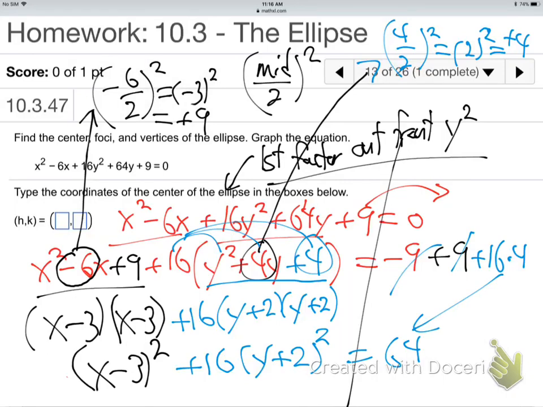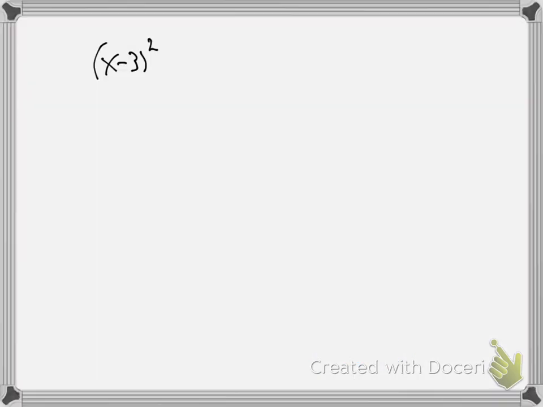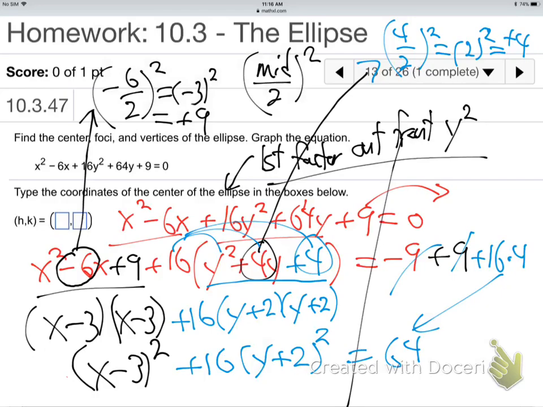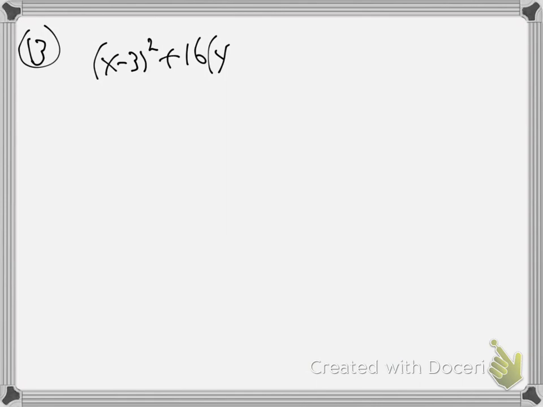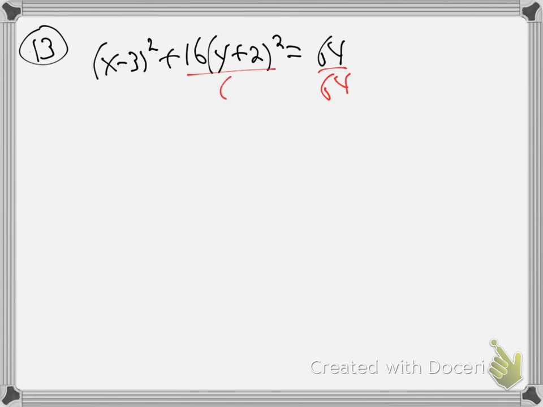What number is this problem? Number 13. Plus 16y plus 2, y plus 2 squared equals 64. Okay, we've almost got it in the look we need. What else do we have to do to give it the final look? Divide. I've got to get a 1 over there. Divide by the 64.